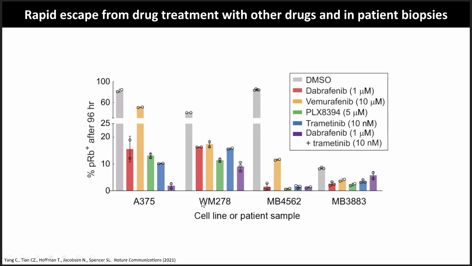This is true for other melanoma cell lines like WM278, as well as for short-term cultures of ex vivo patient biopsies represented here by these 2 MB cells. So in all cases, no matter how high of a drug dose we use and no matter what cell line or patient biopsy we use, we can never eliminate all the cycling cells at any time point.